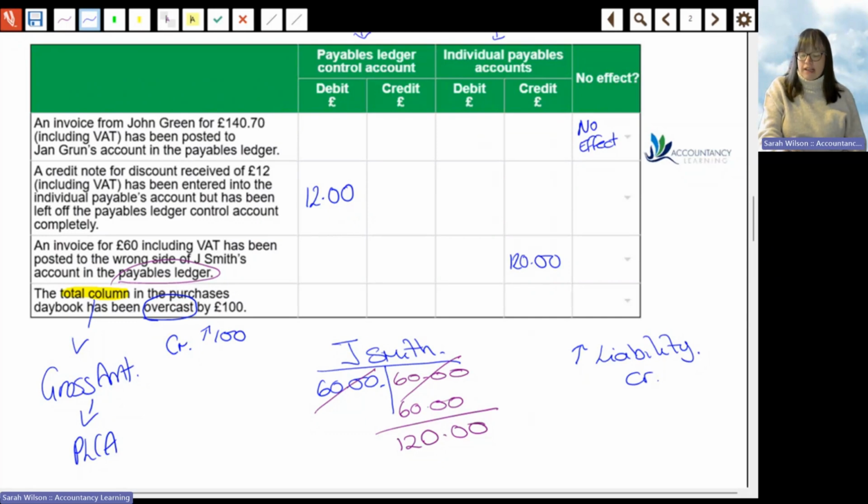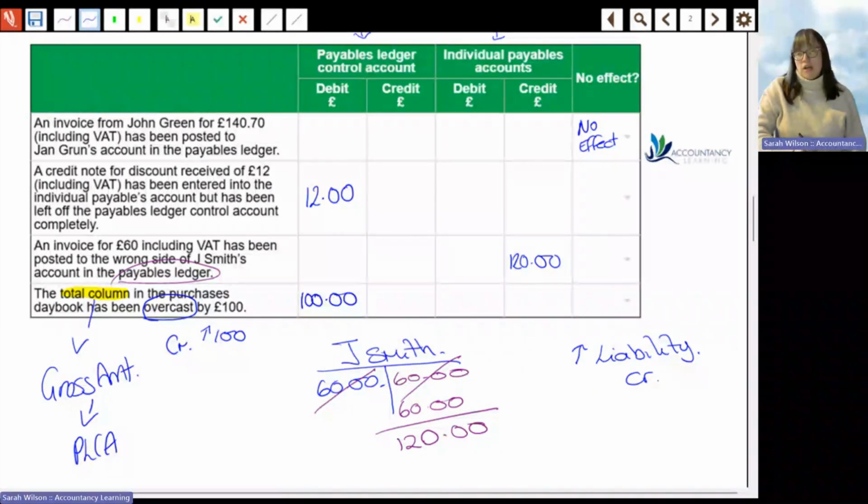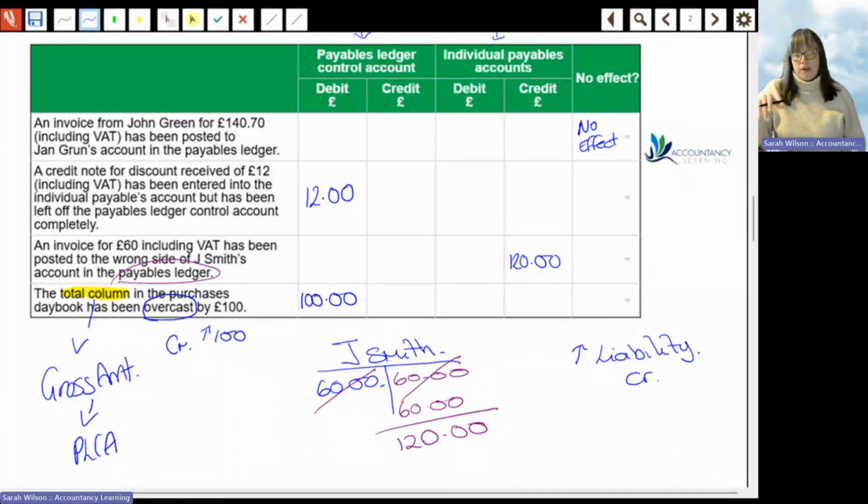So to correct that error, we're going to debit it by £100 in the payables ledger control account. When you are tackling these questions, double check which account you're working in, which account has the error, and then think about how you would then adjust for it. So what has happened and what needs to happen.